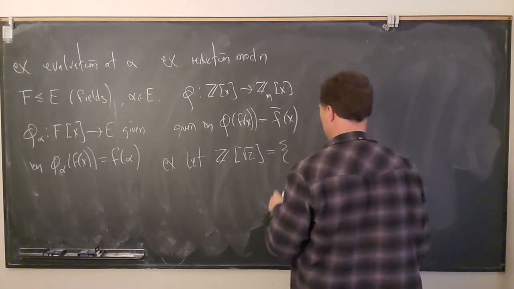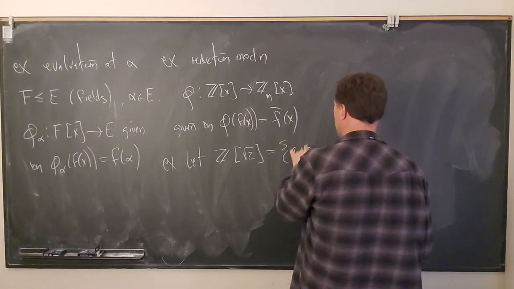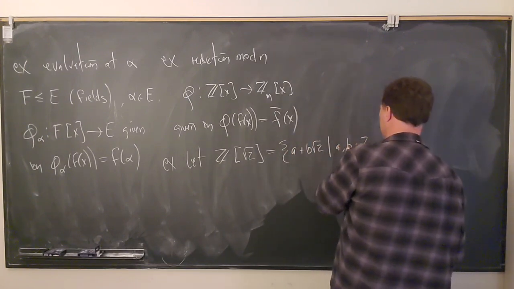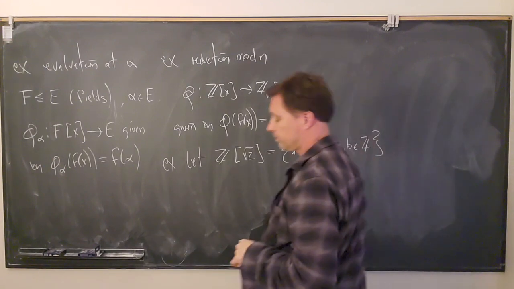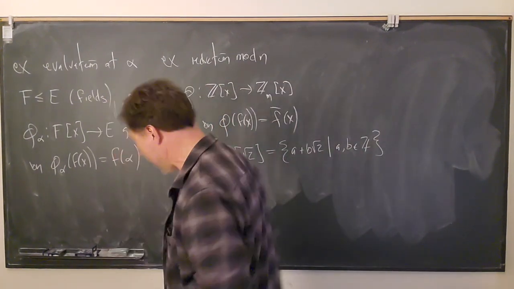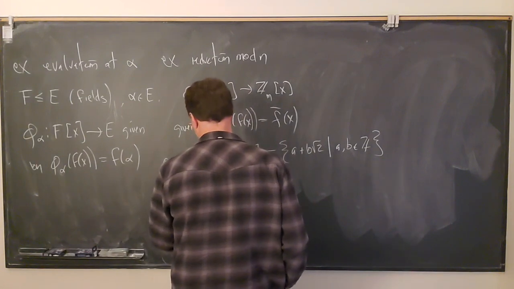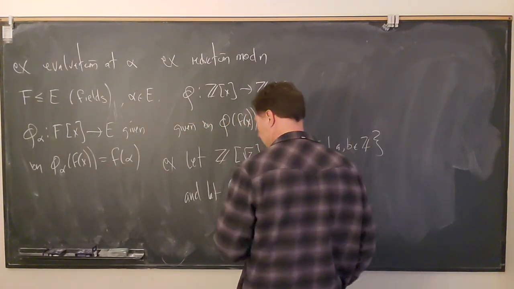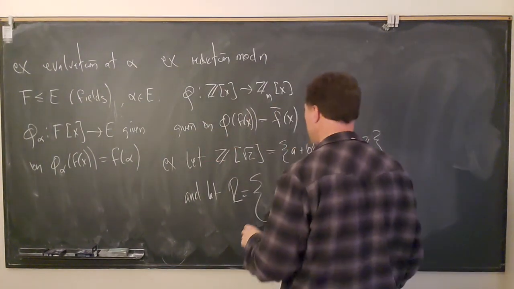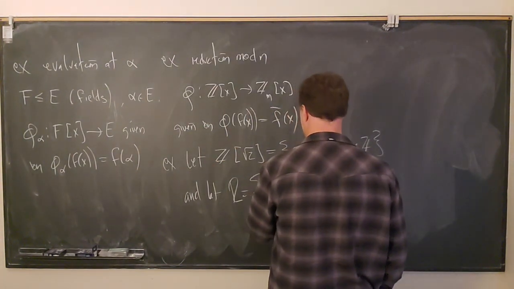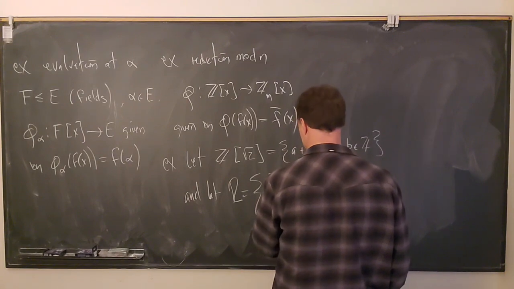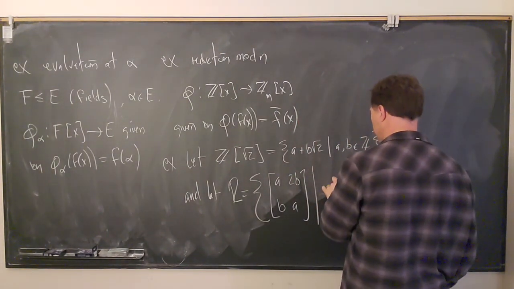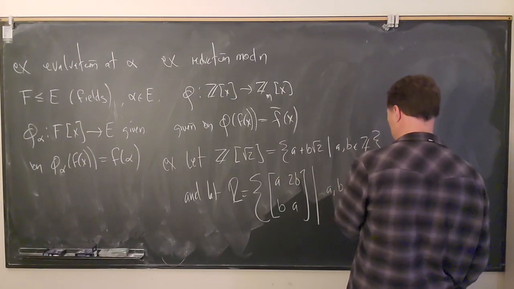So this is the set of all things in the form A plus B root 2, where A and B are integers. And let capital R equal the set of matrices, so these would be 2 by 2 matrices of the form A, 2B, B, and A, where A and B are integers.